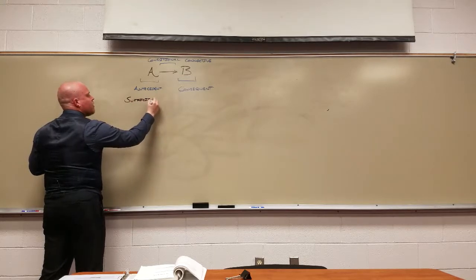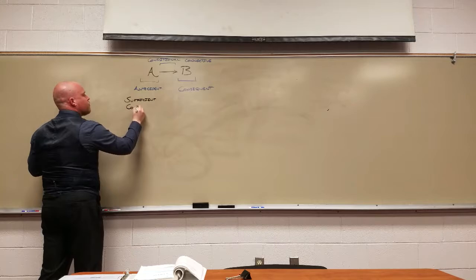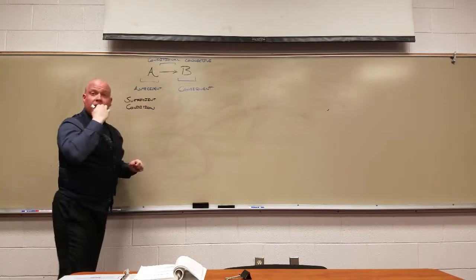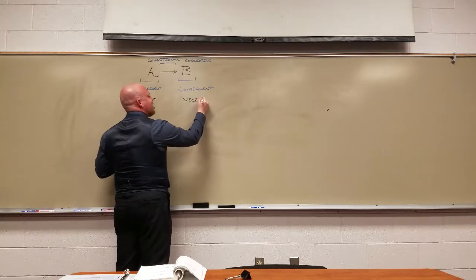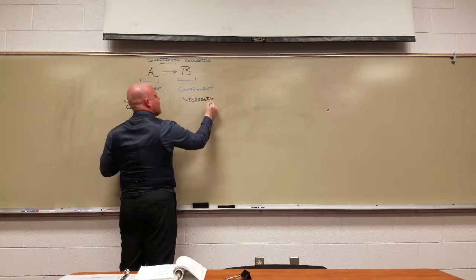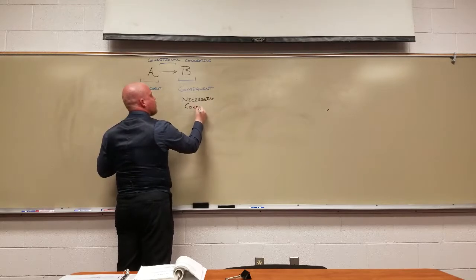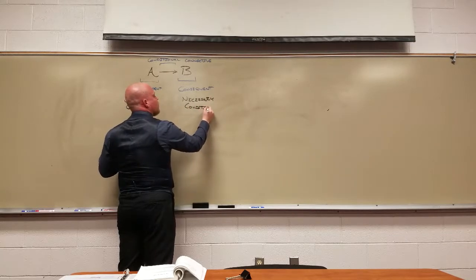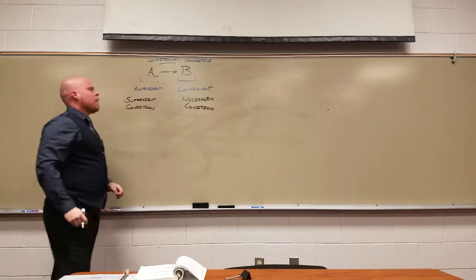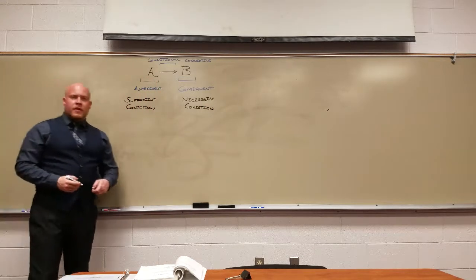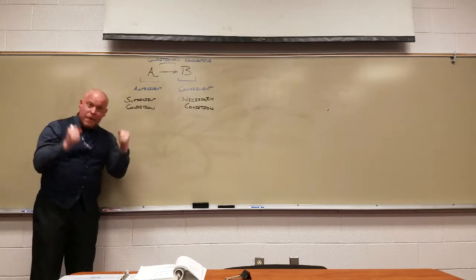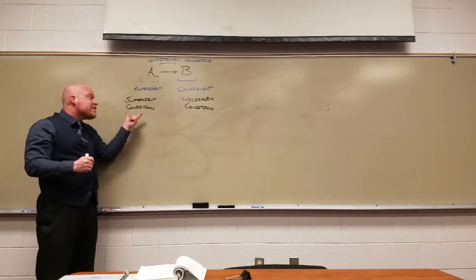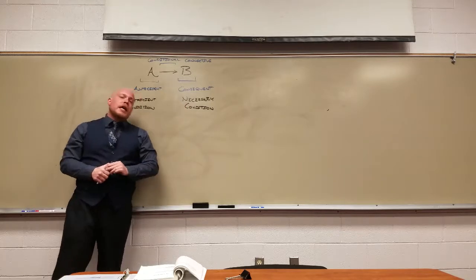Sufficient condition. And another word for a consequent is a necessary condition. And that's because the right side of the arrow is the part that must happen. If the thing on the left happens, the right side must happen. It's necessary. This is the sufficient aspect. This is the necessary aspect.